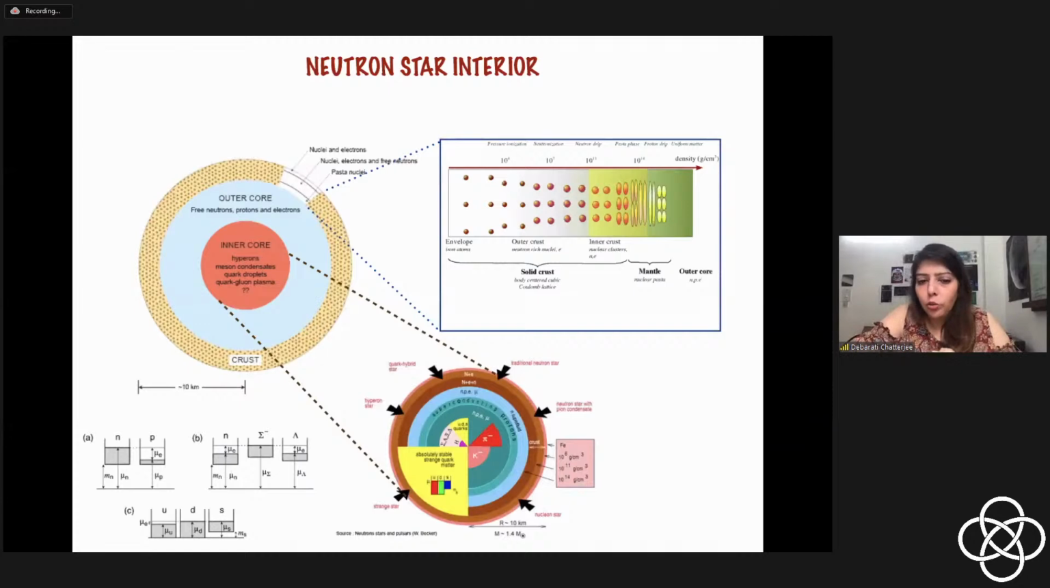So now if you put this information together and make a puzzle, put it together and make a picture of what is there inside the neutron star interior, then you see that this is what the picture looks like.